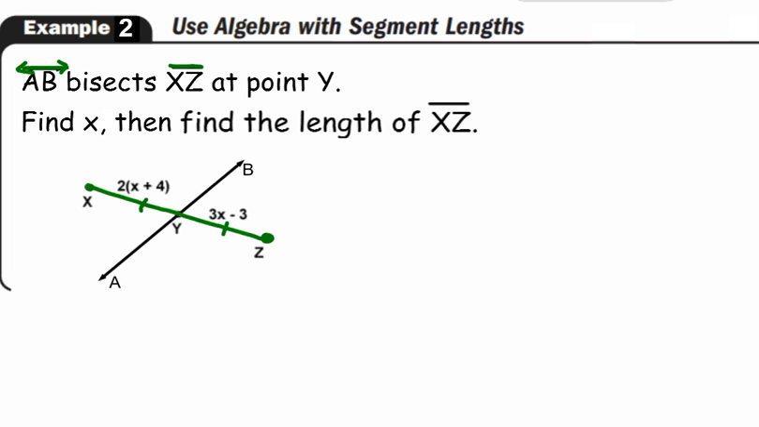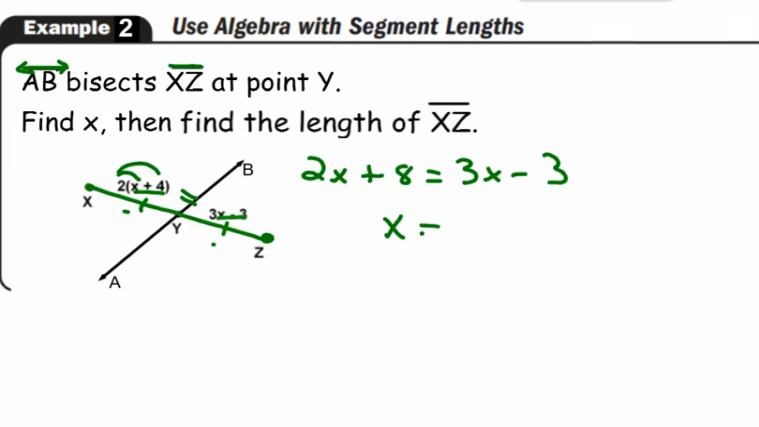Then it says find x and find the length of XY. These two segments are equal. That means that this has to be equal to this. So that's set up. I'm going to go ahead and distribute now. 2x plus 8 equals 3x minus 3. And then when I do the math, I end up with x equals 11. All right, so go through your work. I'd like to see the steps in between here. And then move on.